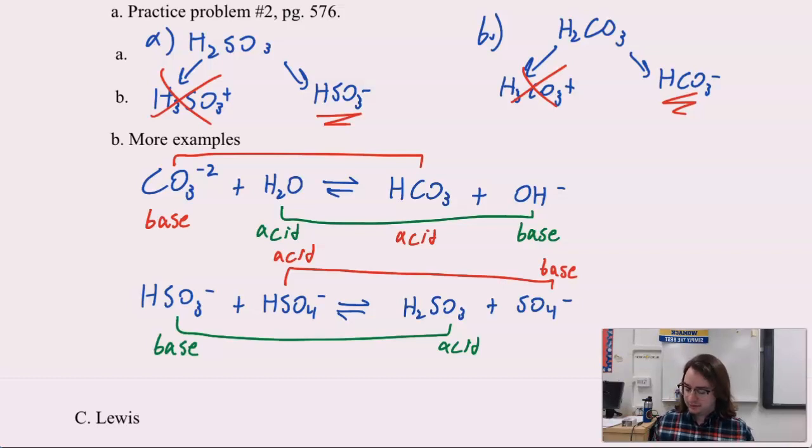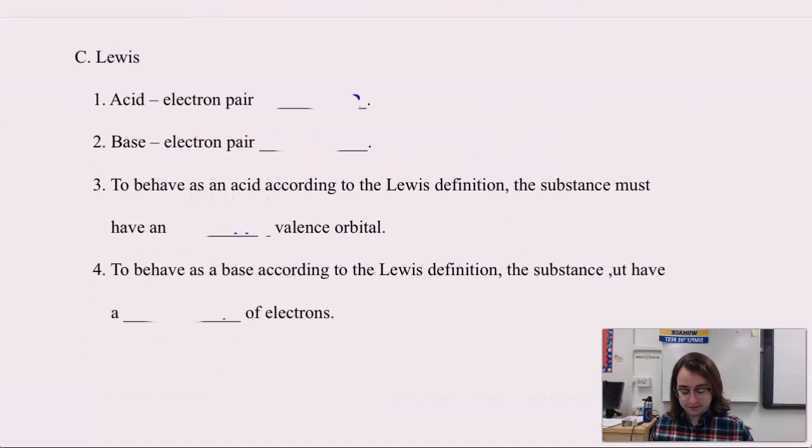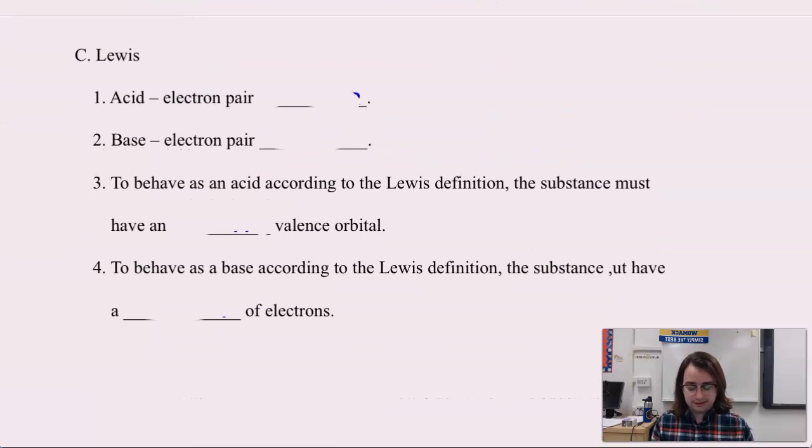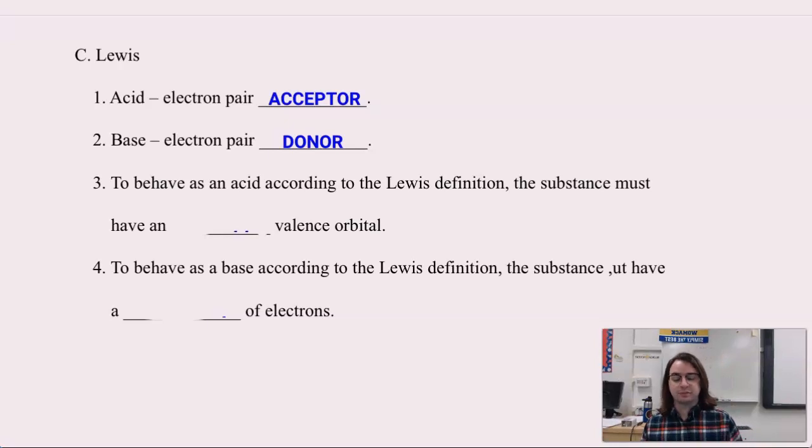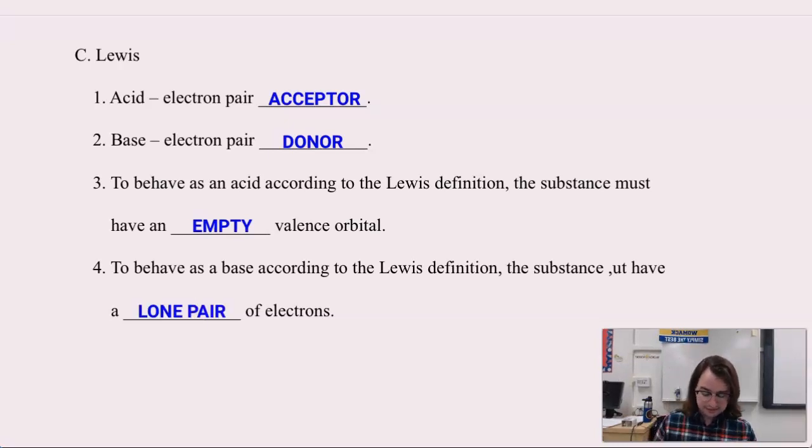All right, so we have one more definition that we don't see as often, but it's still important to keep in mind. It's called the Lewis definition of an acid and a base. Lewis looks at things based on electron pairs. So acids are electron pair acceptors and bases are electron pair donors. To behave as an acid according to a Lewis definition, the substance must have an empty valence orbital, and to behave as a base, it has to have a lone pair of electrons.